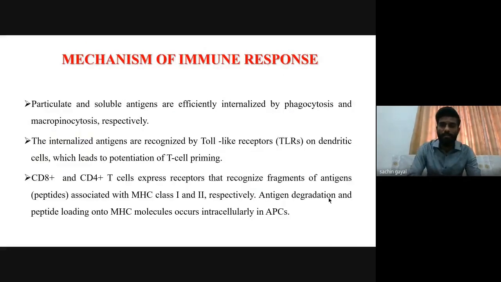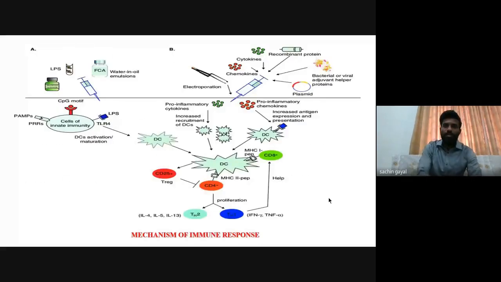We will see the mechanism of immune response. In this picture, you can see on the left side a water-in-oil emulsion is present. That is, it is an adjuvanted vaccine. After injection of this adjuvanted vaccine, you can see there is attachment of PAMP receptor to the cells of innate immunity. PAMP means pathogen associated molecular patterns.